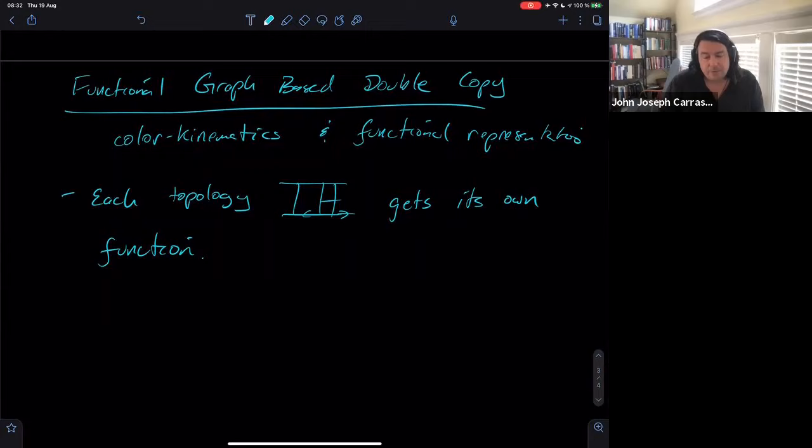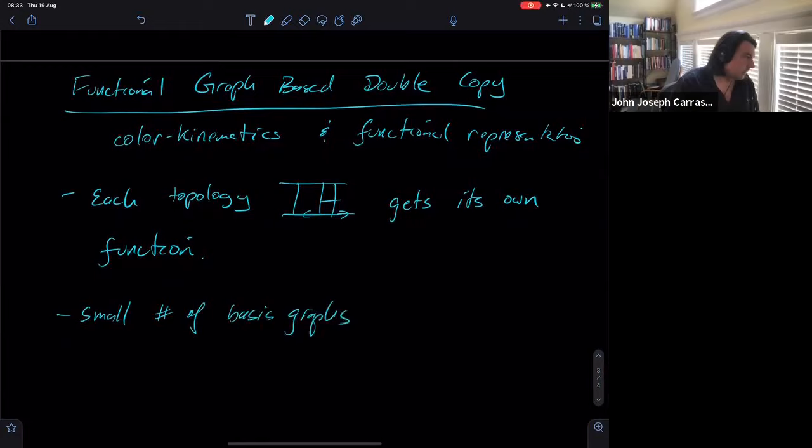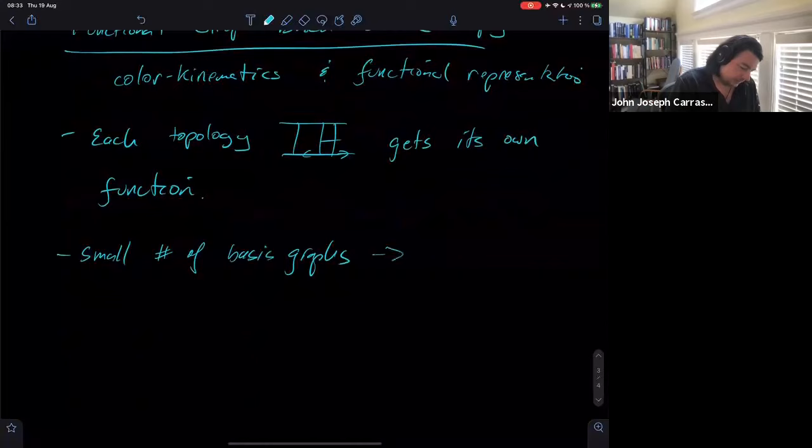Then you can linearize at tree level if you're willing to let each graph label get its own function. But you get a remarkable compression of the amount of information you have to specify if you make these dressings functional. So there's a small number of basis graphs, and these encode the full amplitude.